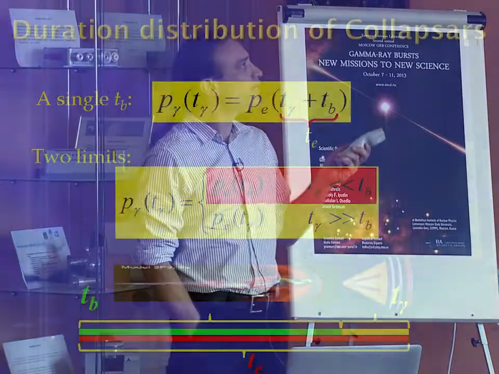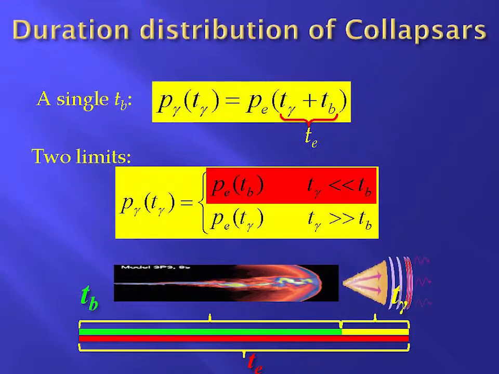Now, we don't expect this probability to change by much when T gamma is on the order of T break. So this probability is roughly constant, because T gamma is much smaller than T break. So this is a constant probability.